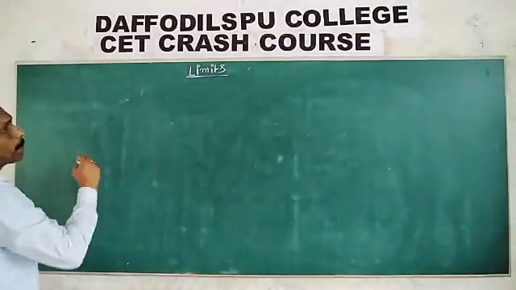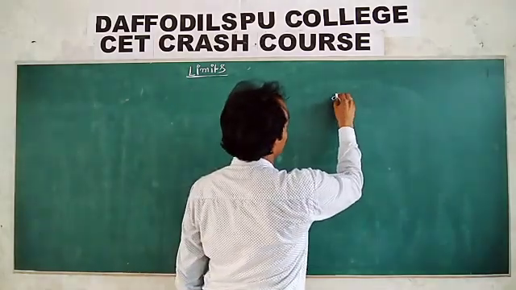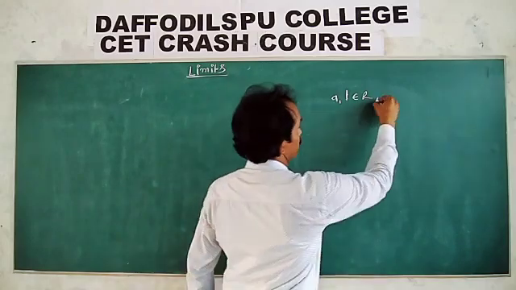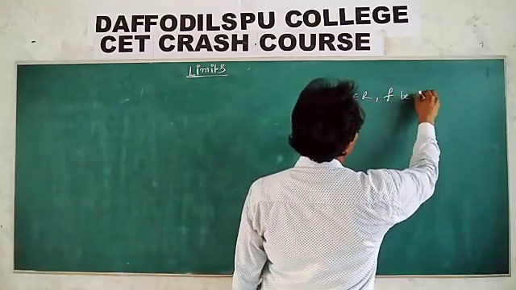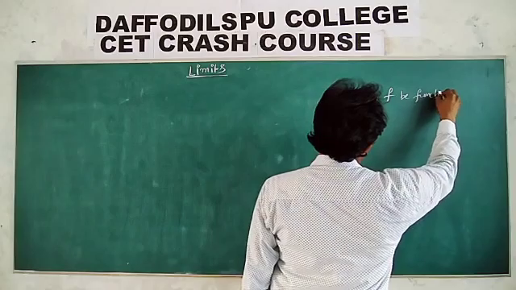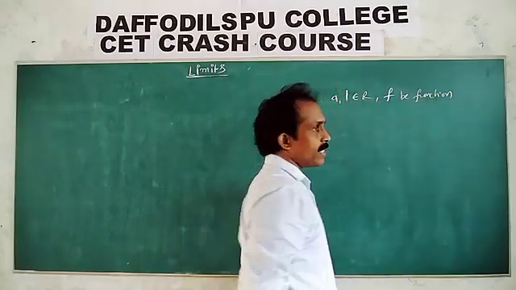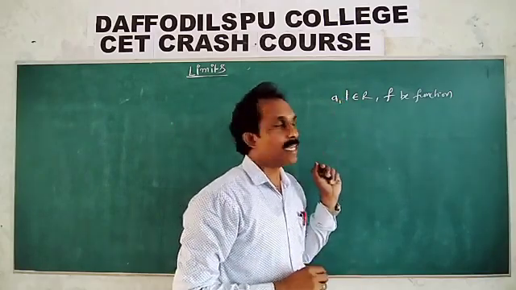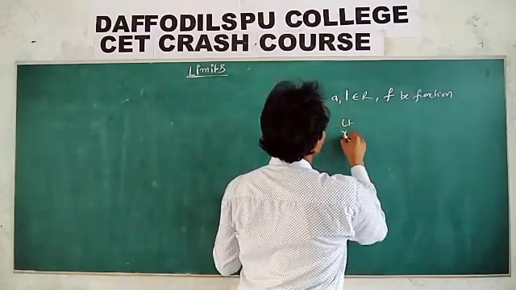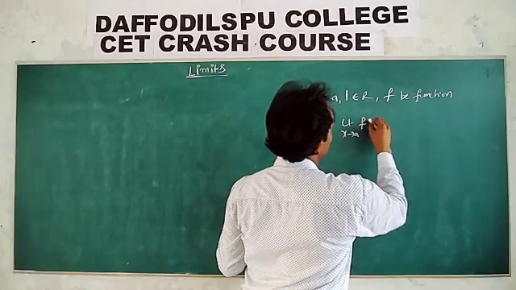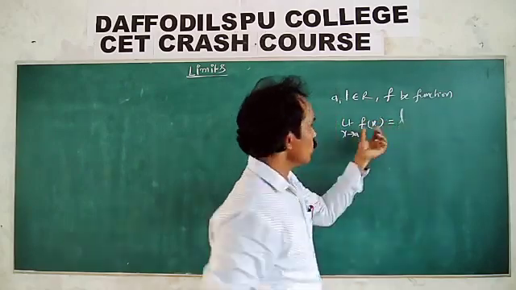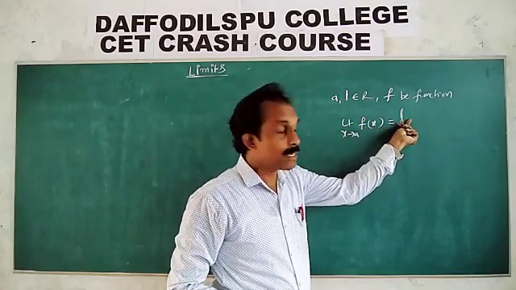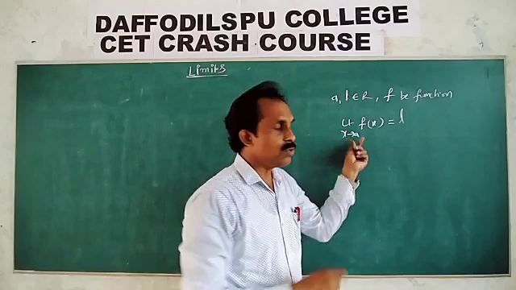Suppose a, l belongs to R, real numbers, and f is a function defined in a deleted neighborhood of a, that means some neighborhood points of a. Then limit x tends to a, f of x is equal to some value. So what is the meaning? f of x approaches L, that is nothing but the limit approaches L as x tends to a.